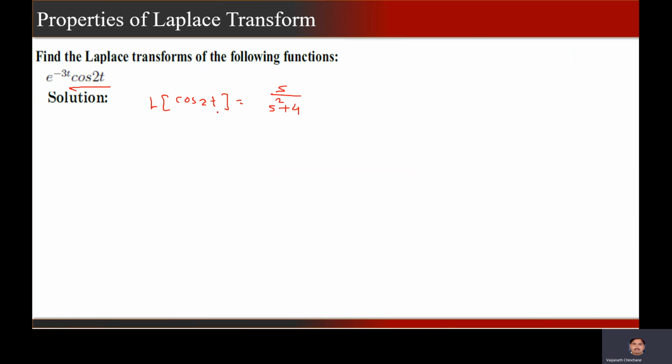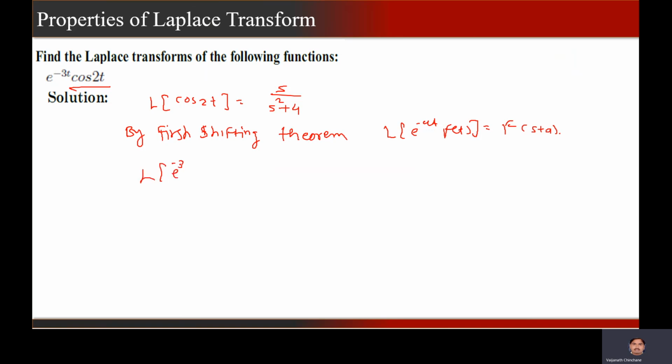Now we multiply this cos 2t by e raised to minus 3t, so by first shifting theorem, that is L of e raised to minus at f of t is equal to F of s plus a. Means what? L of e raised to minus 3t cos 2t is equal to, this is f of t, and the Laplace of this is s upon s square plus 4.